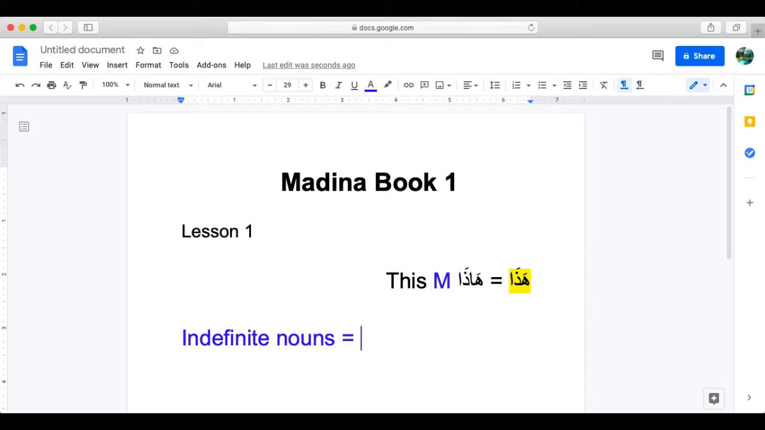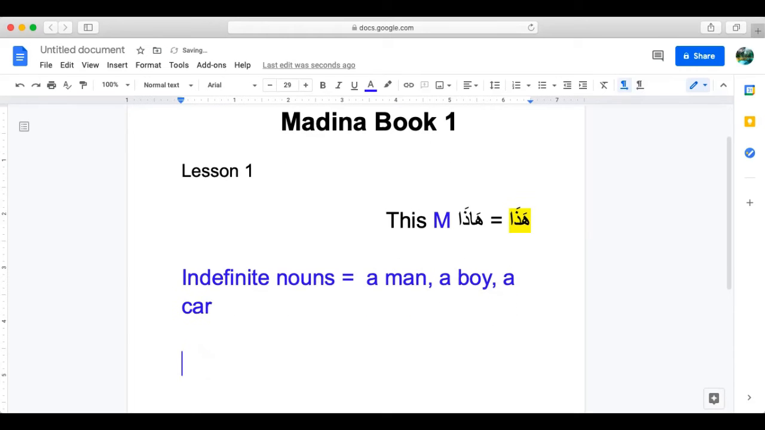Something that you have in English, for example, a man, a boy, a car. So yeah, or an aeroplane. So a or an. That's what indefinite nouns are.